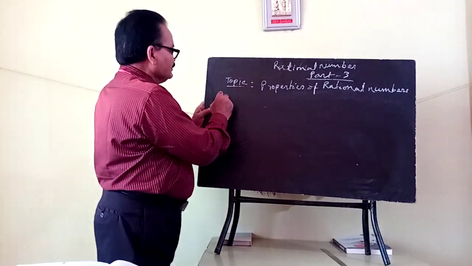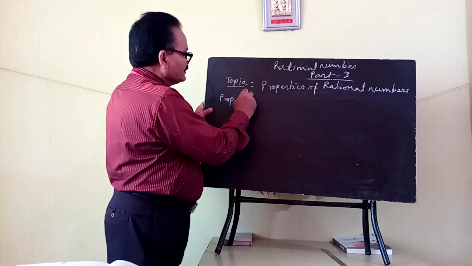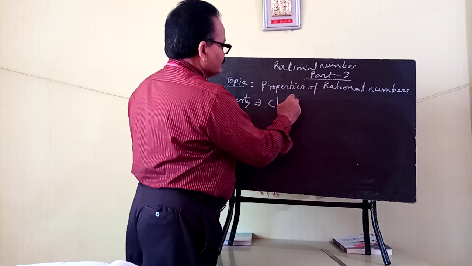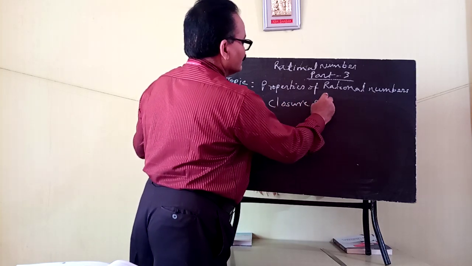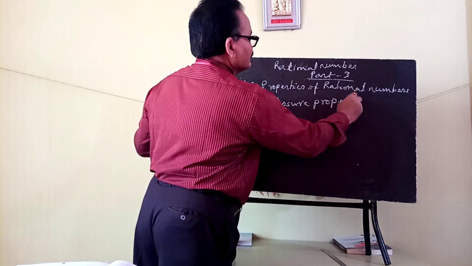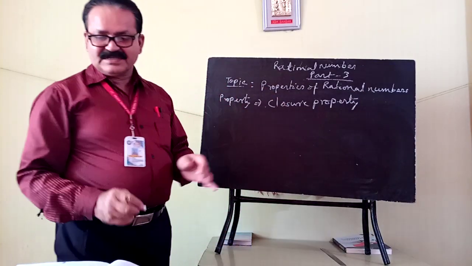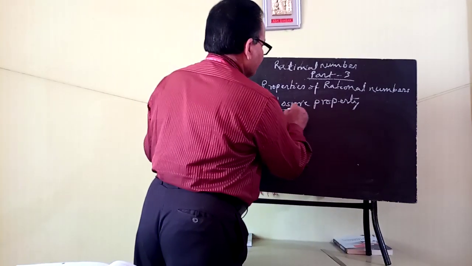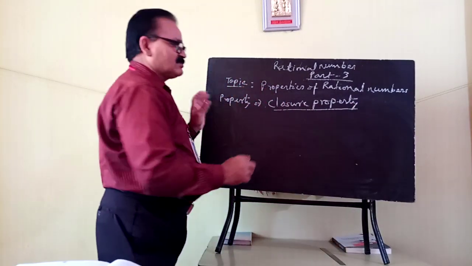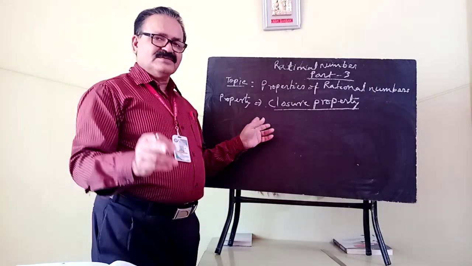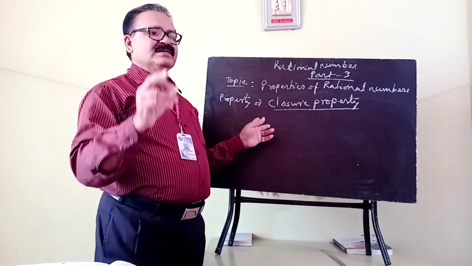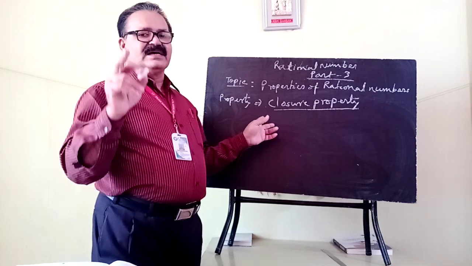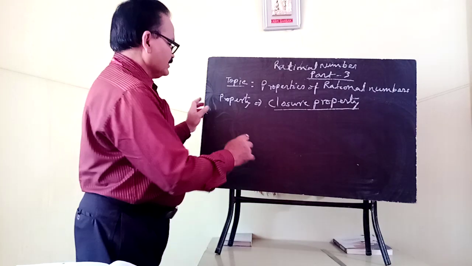Your first property is the closure property. This closure property holds true for addition of rational numbers, subtraction of rational numbers, multiplication of rational numbers, and division of rational numbers. Okay.